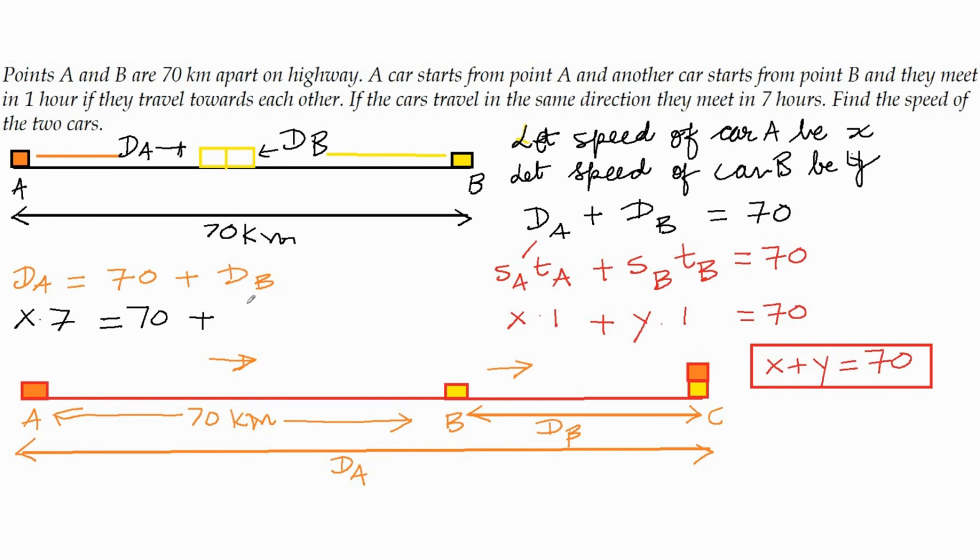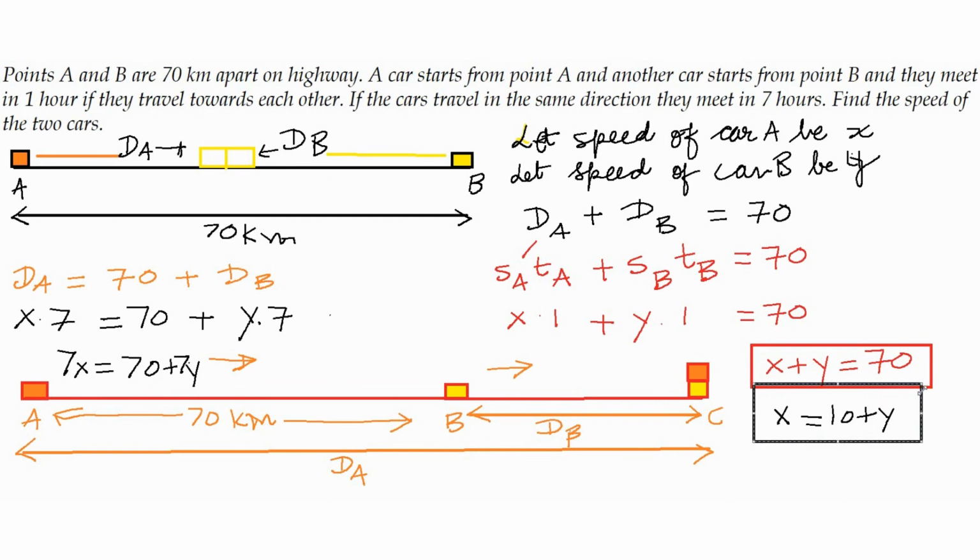Distance covered by car B will be speed of car B multiplied by time taken by car B. So what is the speed of car B? Speed of car B right now is y, right? We have taken this as y, and time taken to travel this distance is 7 hours, because it is given that these cars meet after 7 hours. So this is going to be y into 7. Therefore, I can say that 7x is equal to 70 plus 7y. Dividing throughout by 7, I get x equals 10 plus y, right? This is my second equation.